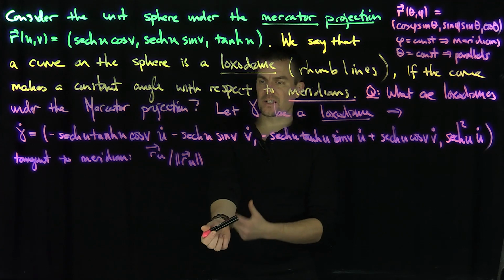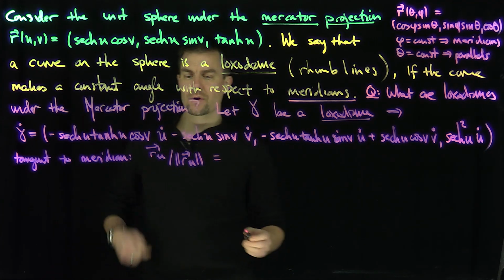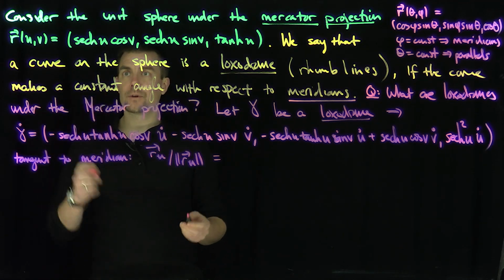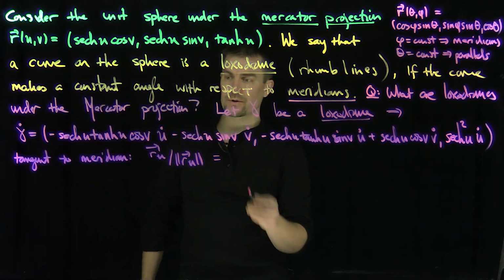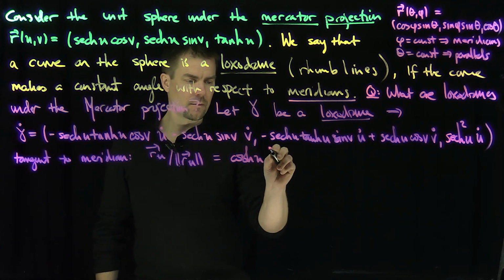Now, of course, we know that that's going to be, so let's do R sub U, right? So what's this going to be over here? I know that the length of R_U, so R_U dot R_U, is going to be the first fundamental formula. That's going to be secant squared. So that's just going to be a hyperbolic secant, right? So I'm going to multiply this by hyperbolic cosine of U.